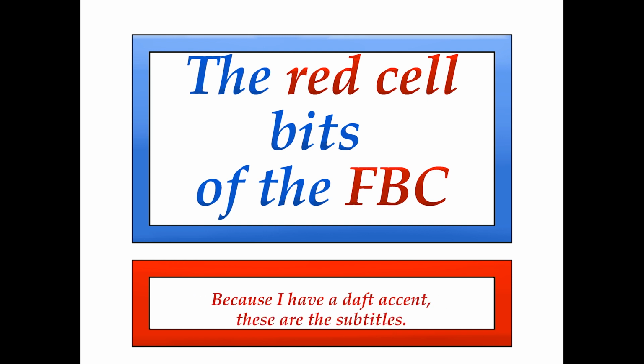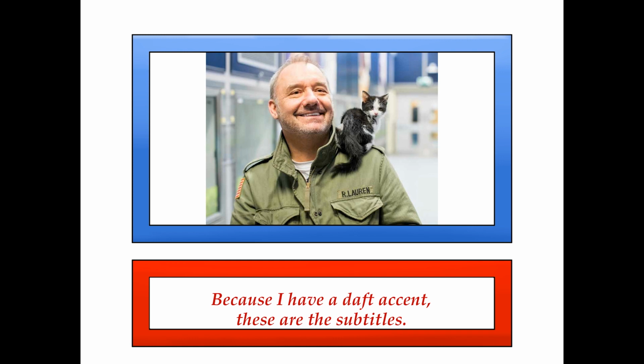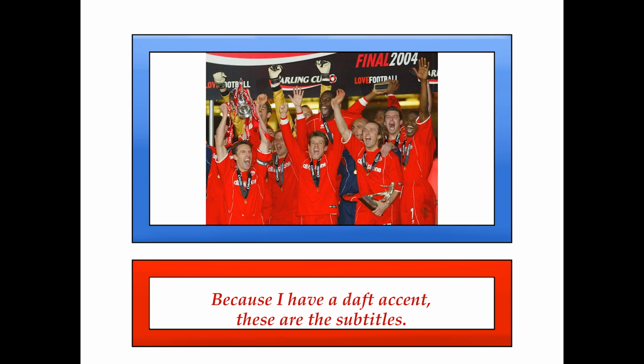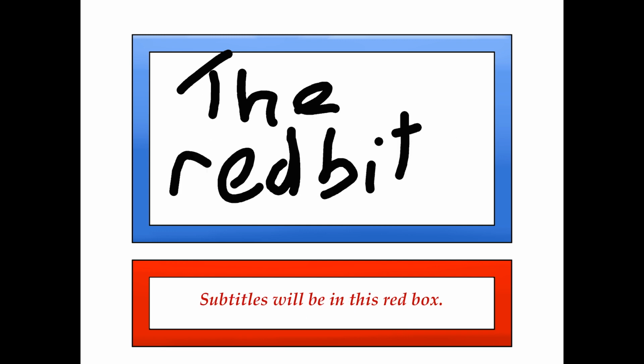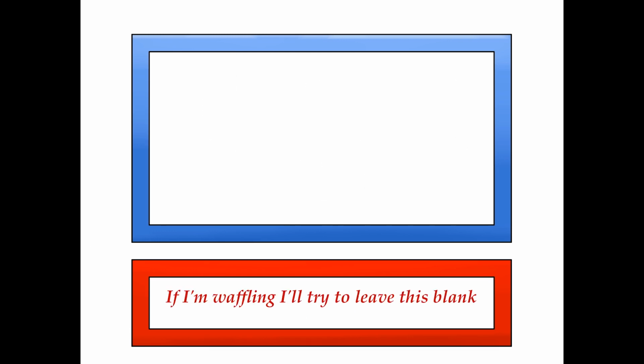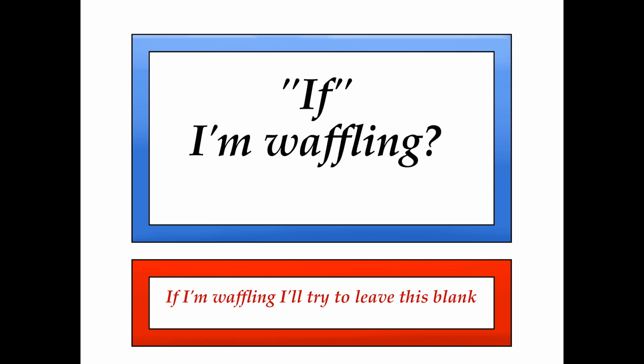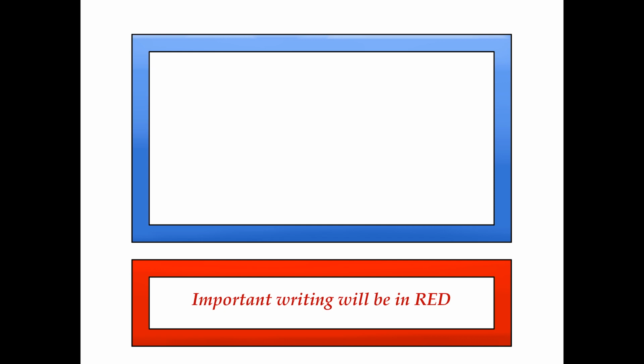Because I come from a town with a daft accent, I'm going to put some subtitles in. So to understand what's going on, diagrams and bits of explanation will go in this blue bit here, while what I've said will go in the red bit. Now, only the important bits will go in the red bit. If I'm waffling about something, that won't be in the red bit. Any writing that's important will be in red.